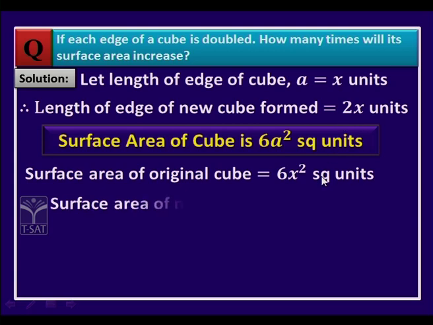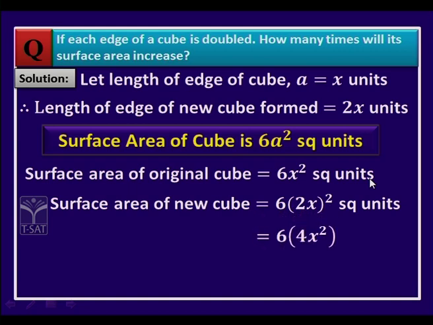Now, next let us find out the surface area of the new cube. For that also the formula is 6a square only, but instead of a, what do you have here? The length of the edge is 2x. So, we get 2x whole square. Now, what is 2x whole square? Yes, 2x into 2x, so you get 4x square, that means 6 into 4x square. On multiplying these two, we get 24x square unit. This is the surface area of the new cube, children.